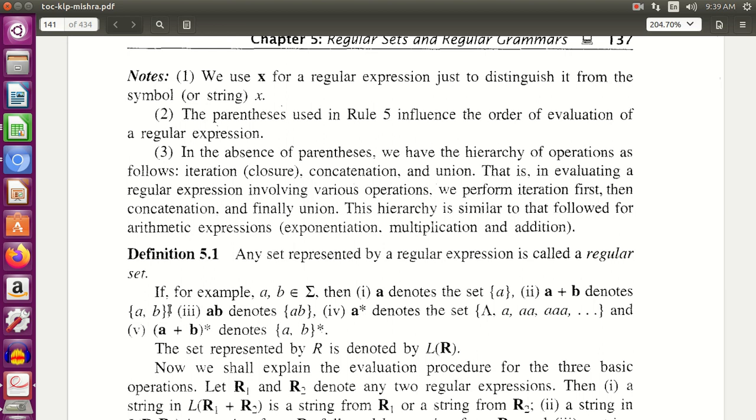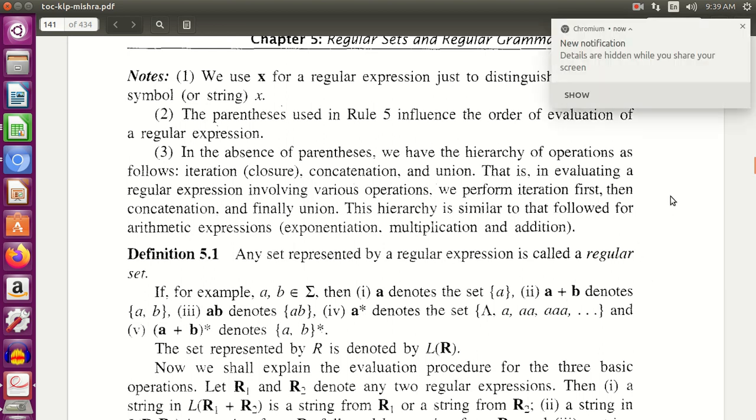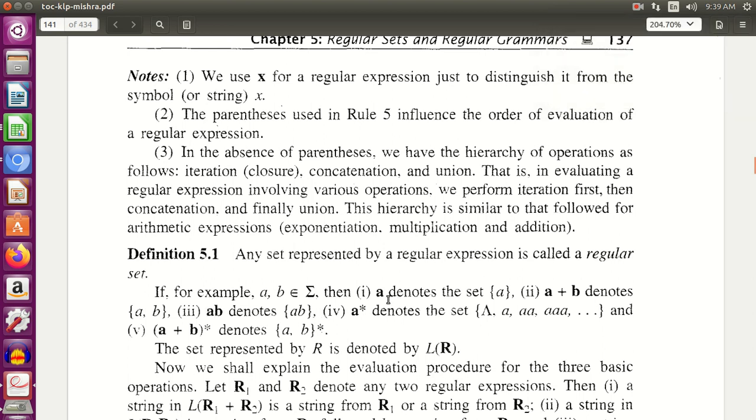Similarly, the same thing when represented in terms of a regular expression will be a plus b. The language is written within curly braces, this is a normal language, and this is the regular expression. Again, the language closure of a, what do we write? Inside the curly brackets we write lambda, then a, then aa, up till infinity. The same thing is represented using a regular expression like a star. This representation you all have seen previously also. I have used it multiple number of times, right?